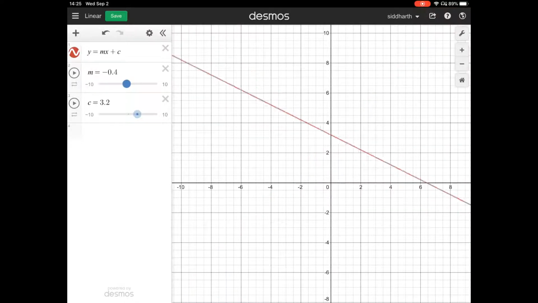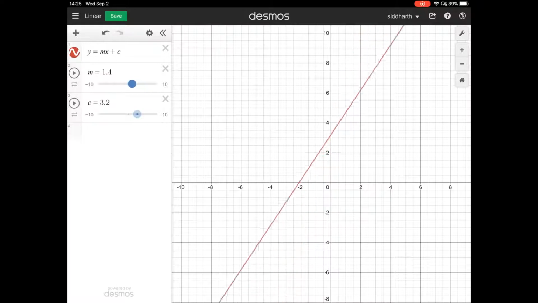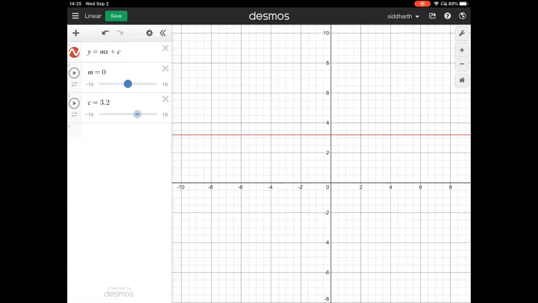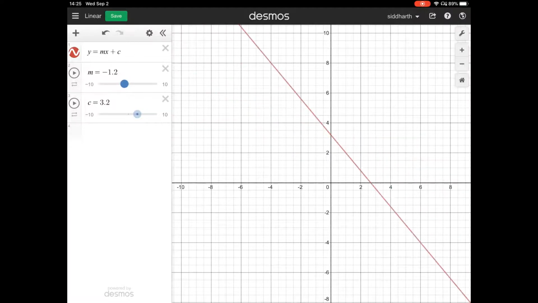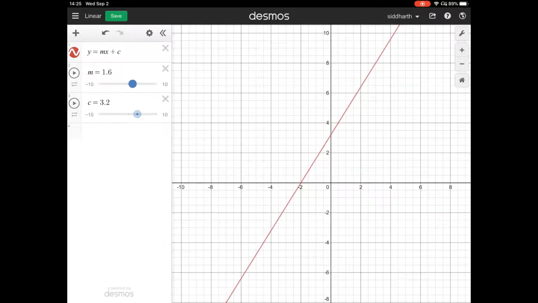Now, as you can see, when m changes, the slope of the line also changes. And when m is equal to 0, we get a horizontal line over here. And when m is negative, we get a line with a negative slope. We can conclude that m controls the slope of the equation. Now, let us look at another common equation which you will see.